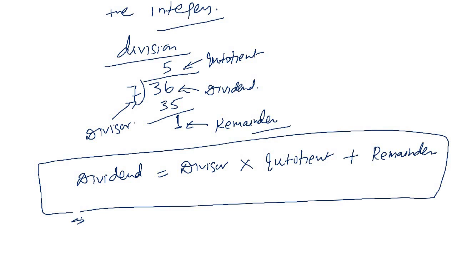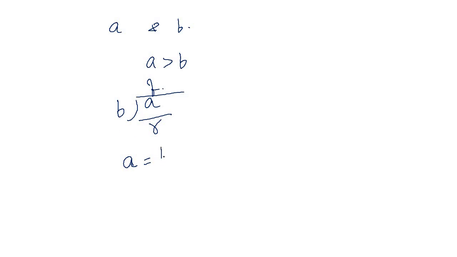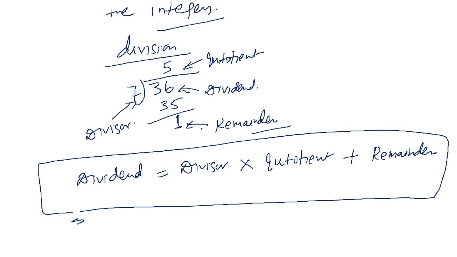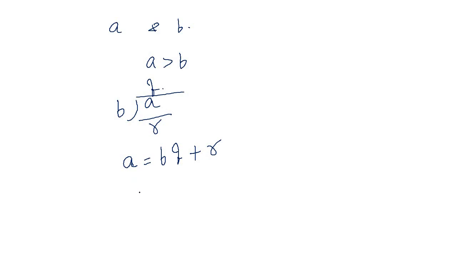Now we will take two general numbers a and b. These are positive integers, and a is greater than b. Now we will divide a by b. Suppose you get quotient q and remainder r. According to that relationship, dividend is a, divisor is b, so dividend equals divisor into quotient plus remainder.